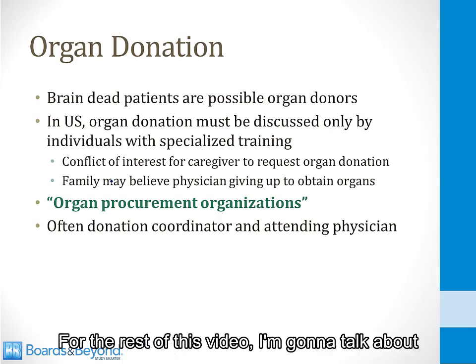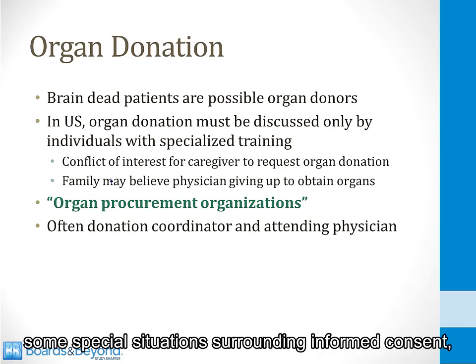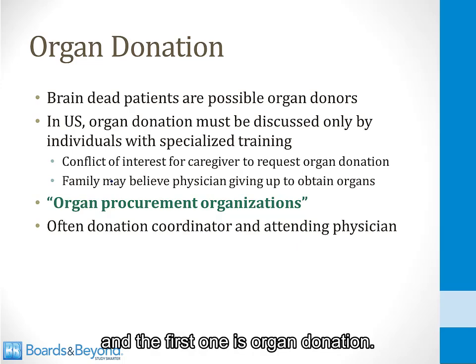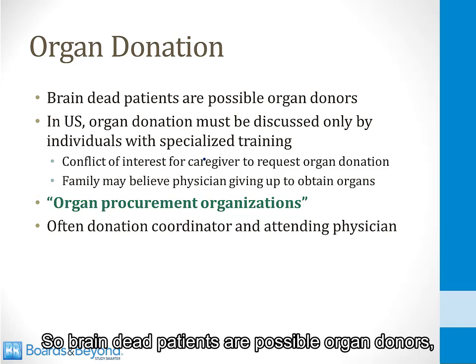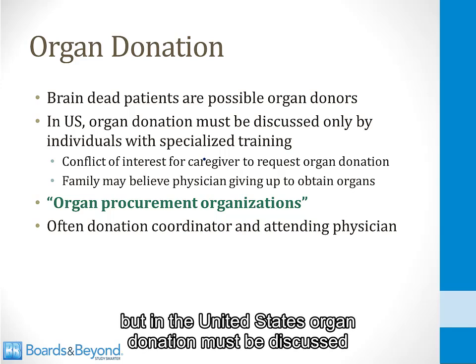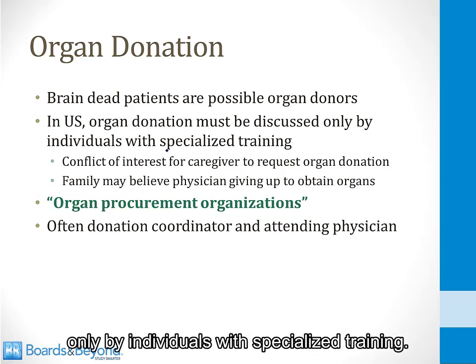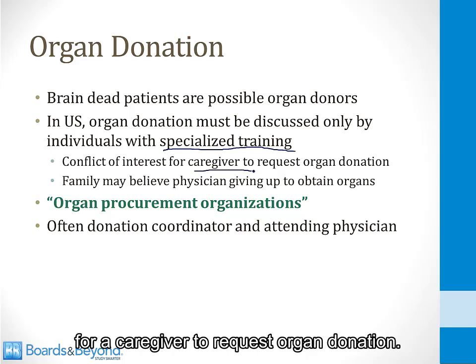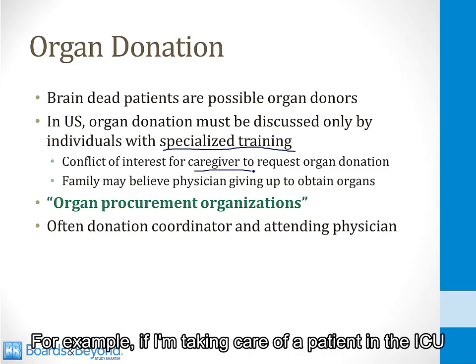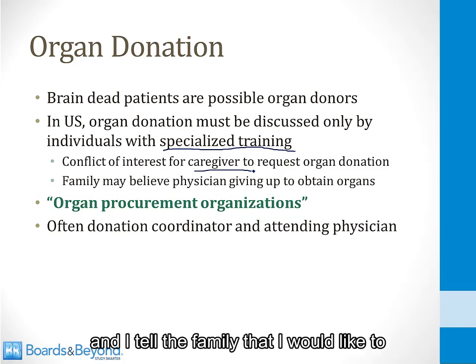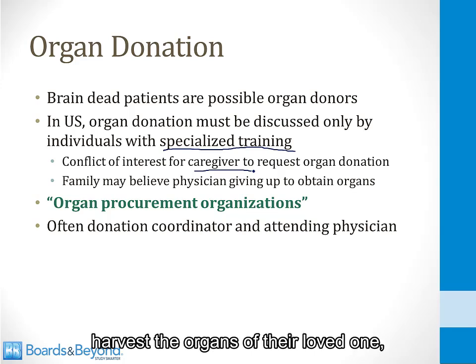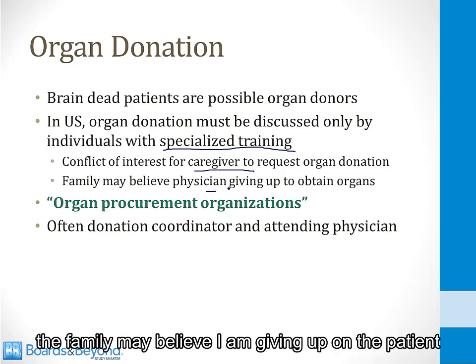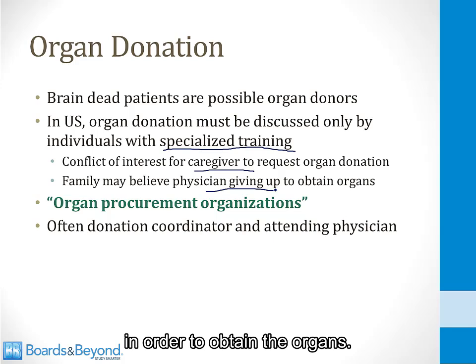For the rest of this video, I'm going to talk about some special situations surrounding informed consent. And the first one is organ donation. So brain-dead patients are possible organ donors, but in the United States, organ donation must be discussed only by individuals with specialized training. The reason for this is because it's a conflict of interest for a caregiver to request organ donation. For example, if I am taking care of a patient in the ICU who becomes brain dead, and I tell the family that I would like to harvest the organs of their loved one, the family may believe I am giving up on the patient in order to obtain the organs.